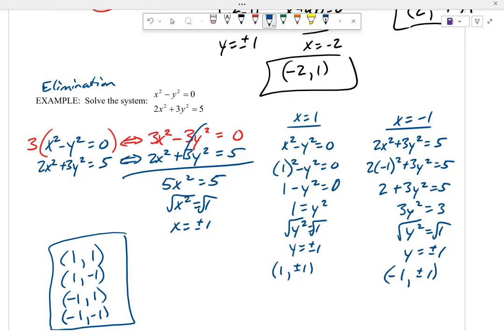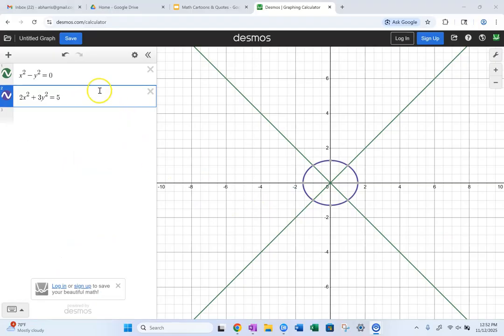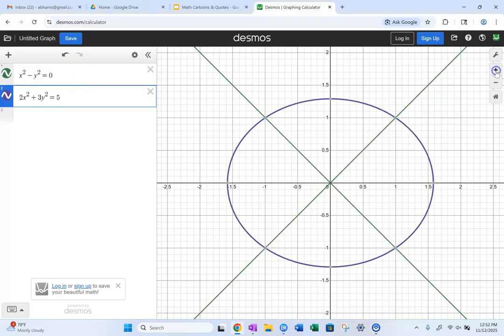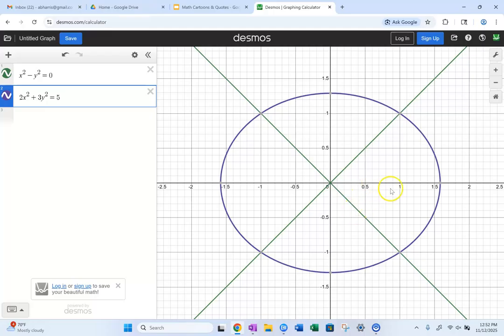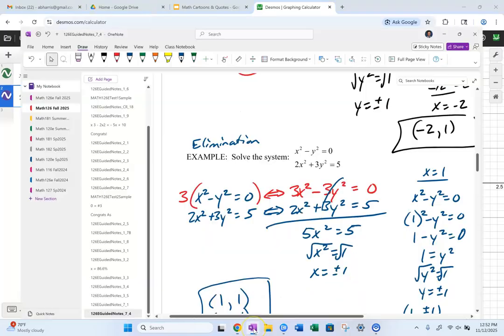All of those points are on both of those systems. Just want to show you the visual on those two. There's that x squared minus y squared equals 0 in green. There's the purple 2x squared plus 3y squared equals 5. And hopefully you notice there's the 1, 1. There's the 1, negative 1. They cross. So there's those 4 solutions that we had for that one.